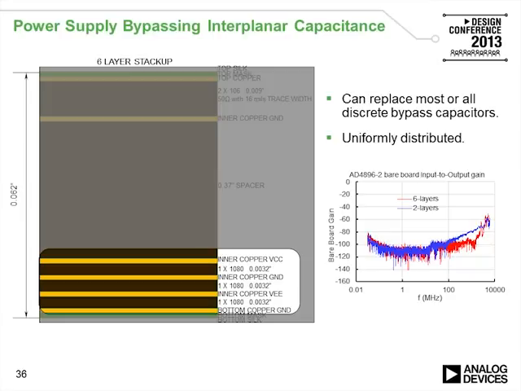An example on the plot shows the bare board input to output. Notice that the 6-layer board has a marked improvement between 100 megahertz and roughly 700 megahertz of at least 20 dB versus the 2-layer board.